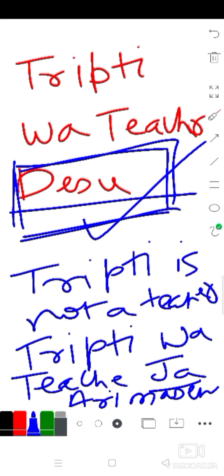So let's practice. Tripti is teacher. Tripti va teacher desu. Tripti is not a teacher. Tripti va teacher ja arimasen. This is a bag. For this in Japanese we use the vocabulary kore. Kore is this. So kore wa bag desu. Now think, this is not a bag. Kore wa bag ja arimasen.